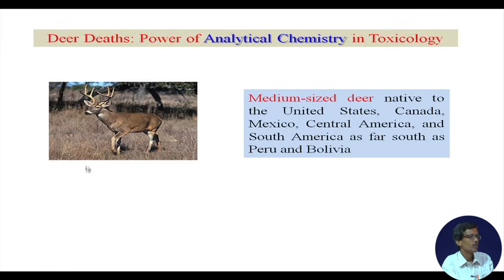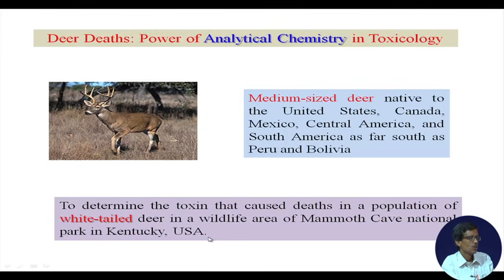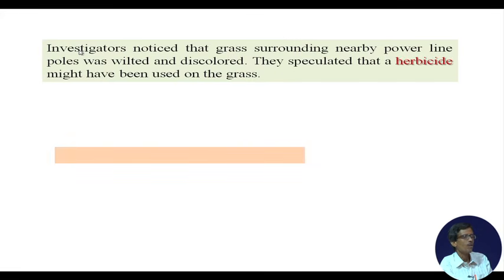So, what can we utilize for analyzing the toxic effect of this compound? Why is the toxin causing the death of deer? How can we determine the toxic effect of something given to this particular park? The white-tailed deer incident happened in a wildlife area of Mammoth Cave National Park in Kentucky, US. People tried to understand it in a different way, that means they called the investigators.